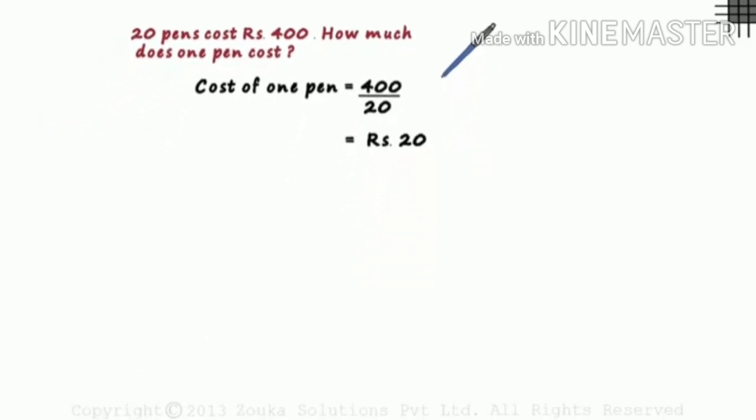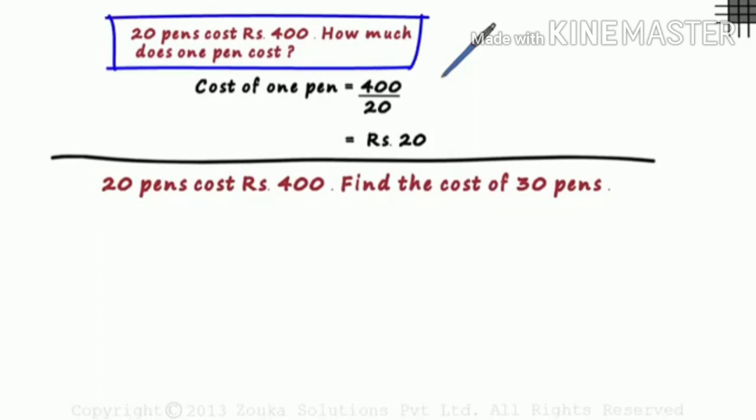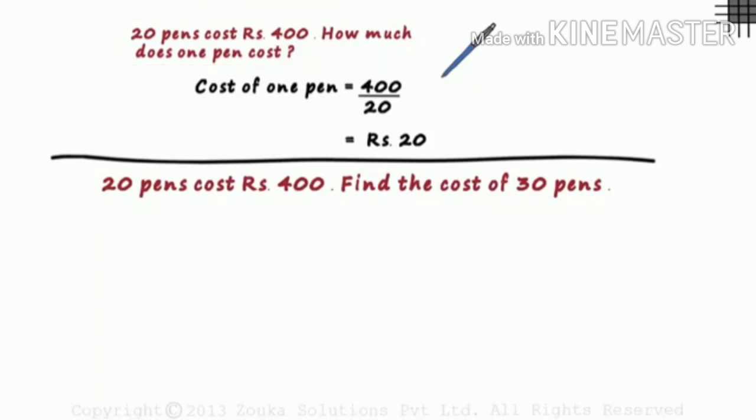Here's the next problem. 20 pens cost 400 rupees. Find the cost of 30 such pens. If you think the previous problem was easy, this one should also seem easy. But that is not always the case. When students see that they have to find the cost of 30 pens, they tend to get confused.